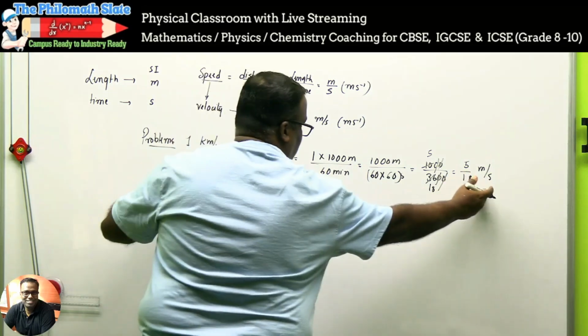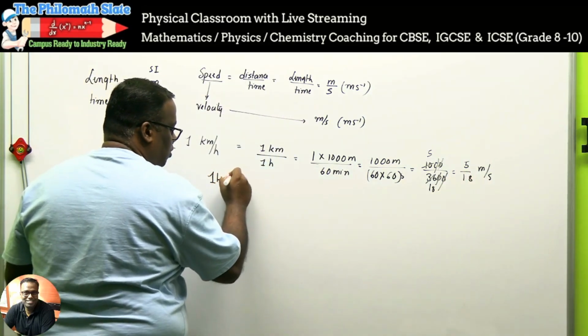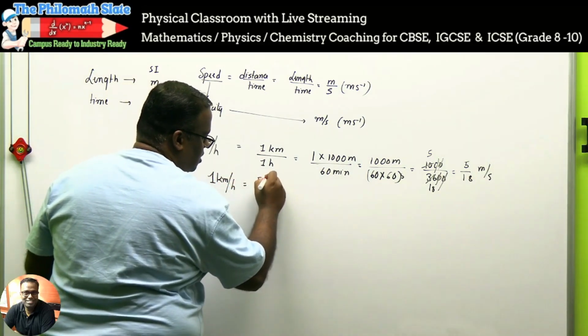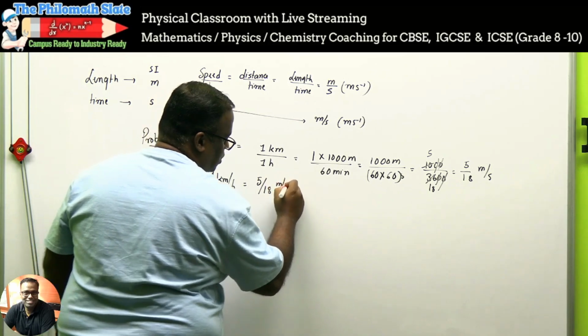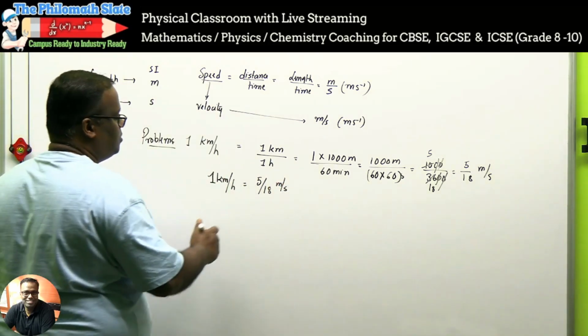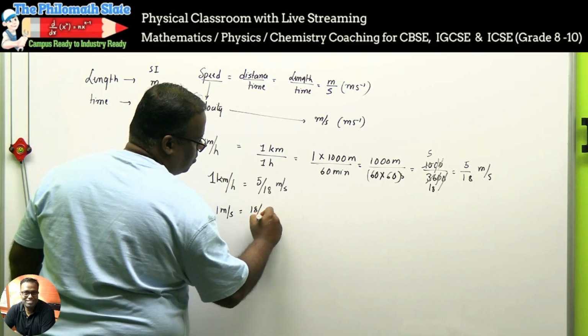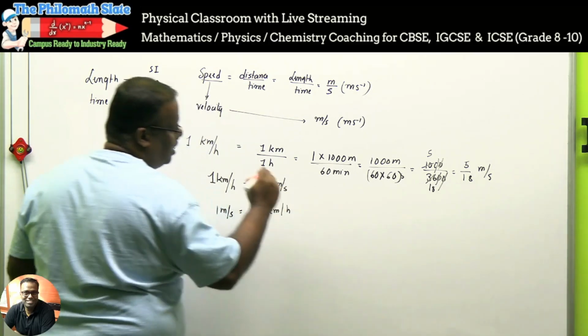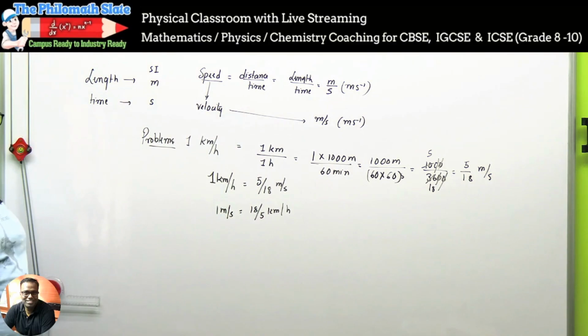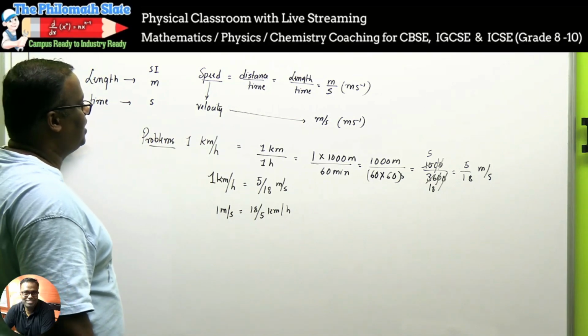So what does this give you? This gives you a conversion factor, which you can use directly in your problems, that 1 kilometer per hour is same as 5 by 18 meters per second. And if you want to do vice versa, that is, if you want to bring it from, say, 1 meter per second, so 1 meter per second would be 18 upon 5 kilometer per hour. This is the first thing that we should know, right? You can copy it down. So this is very handy.